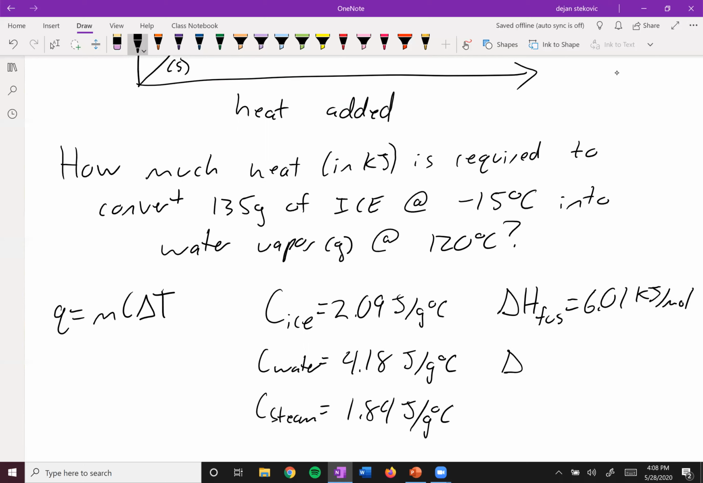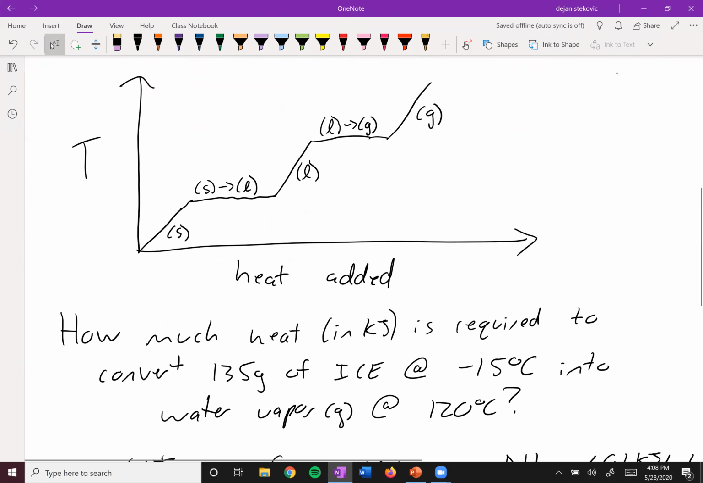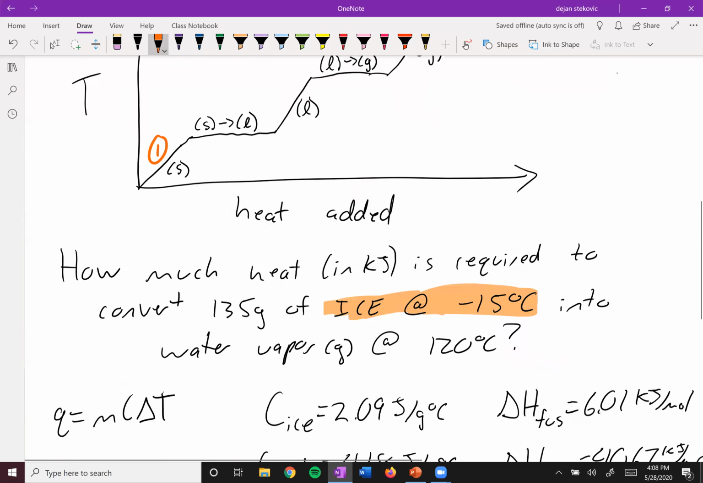And then the delta H of vaporization is equal to 40.67 kilojoules per mole. Notice that the delta H of vaporization is the highest energy requiring thing because turning things into gases takes quite a bit of energy. So let's think about our phase diagram and where we're starting off at, right? So we're starting off at ice at negative 15 degrees Celsius. Think about when ice melts at 0 degrees Celsius. So in the first component, we're right here. We're heating up our ice.